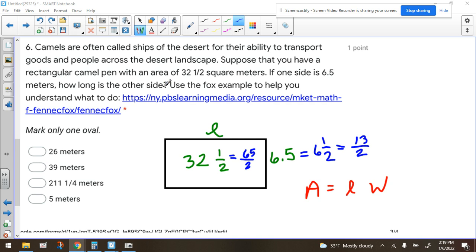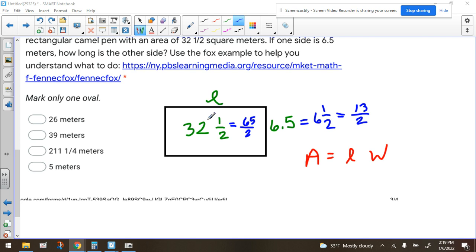So they want to know how long is the other side, and I did put in a little reminder that if you look at this video, it would help you to understand different approaches that you could take for this type of problem. But let's look at the algebraic approach, which is one that we learned about in class not too long ago. So if we substitute in the area into the formula, and let's use the improper fraction equivalent of it, the area is 65 halves.